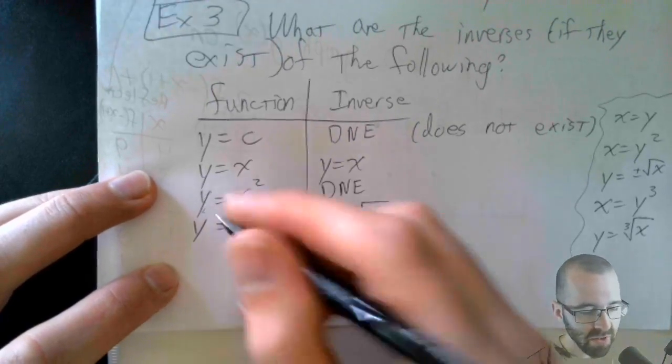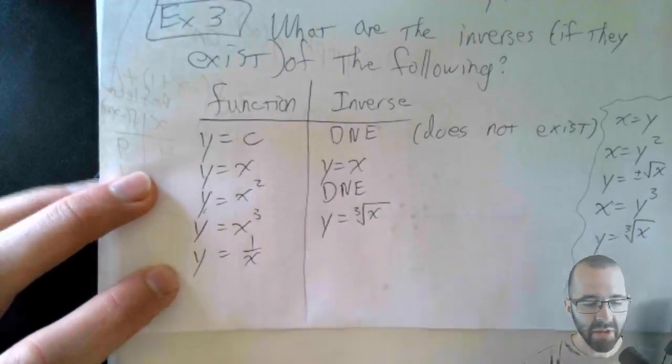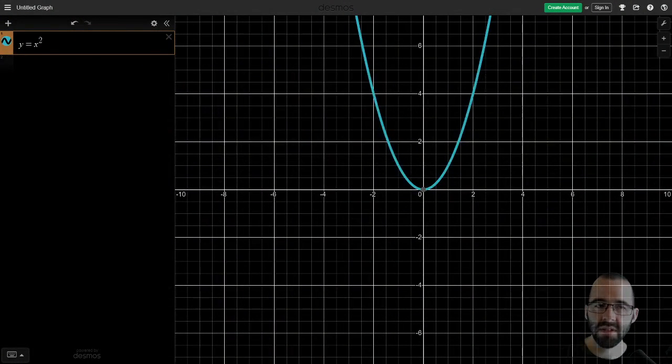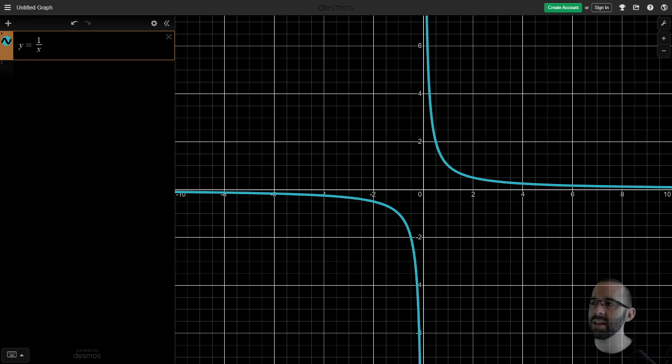All right, let's look at 1 over x. 1 over x, we don't talk about this toolkit function that much. So this is good review. 1 over x is the reciprocal function. And it looks like this.